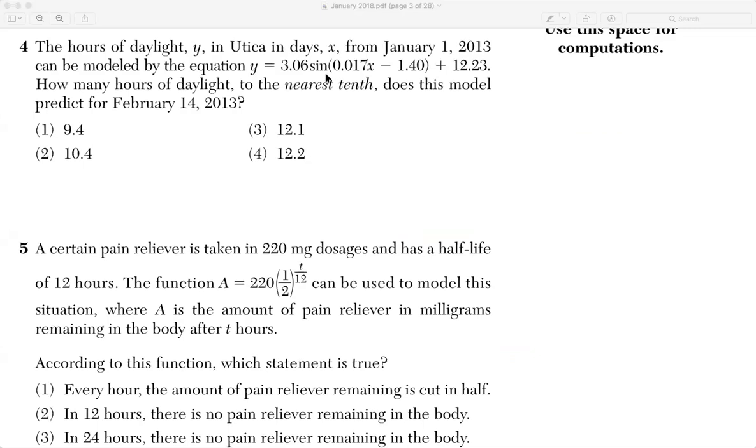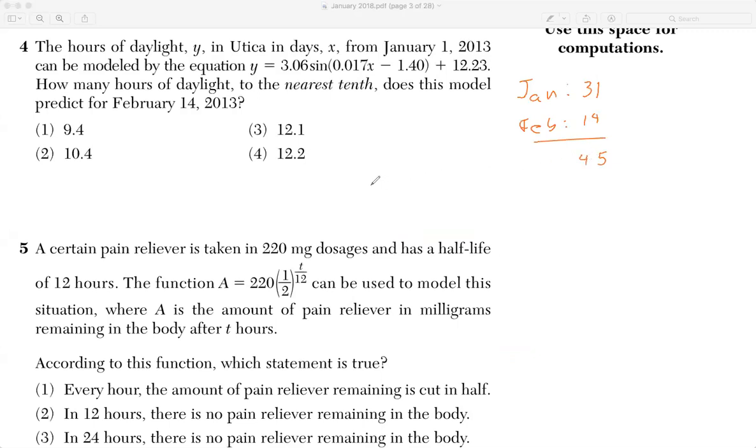Well, what we need to do is substitute in the correct X value. That's the number of days. So this is from January 1st, and they want to know February 14th, Valentine's Day. So there's 30 days has September, April, June, and November. All the rest have 31. So that means that from the 1st to the 31st, just in January, there's 31 days. And then we want to go to February 14th, so that's 14 days. So the total number of days is 45 days.